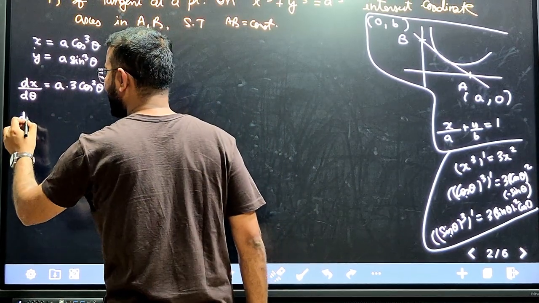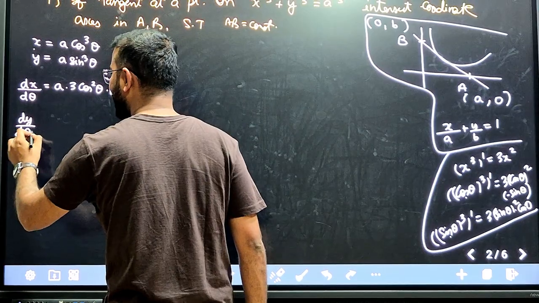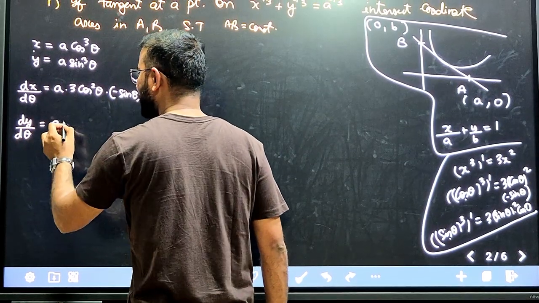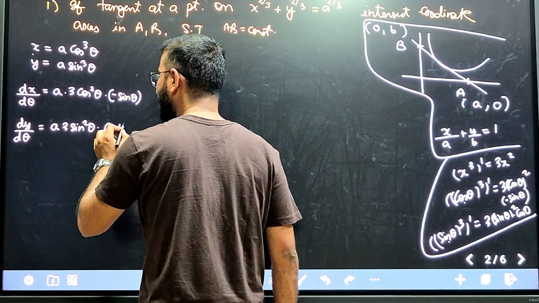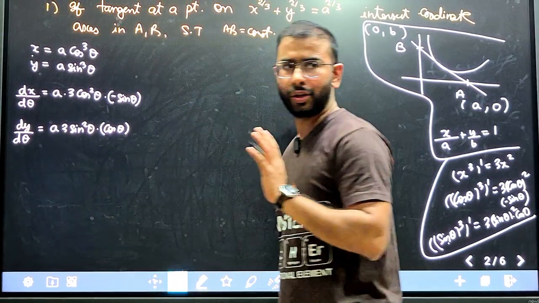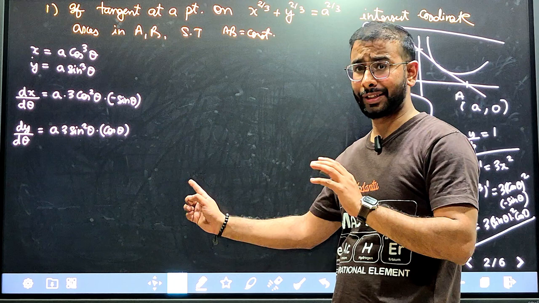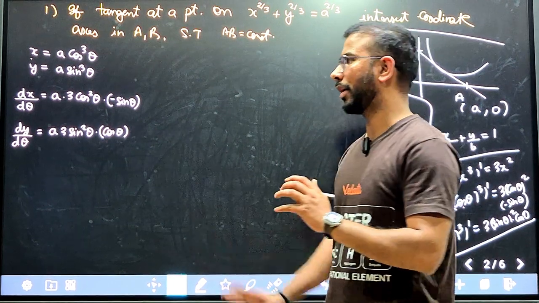Now you will find dy by d theta. The differentiation of sine cube is 3 sine square theta, and the differentiation of sine theta is cos theta. Not at all a big deal. We discussed SAQs yesterday. Please go through that, it will help you a lot.